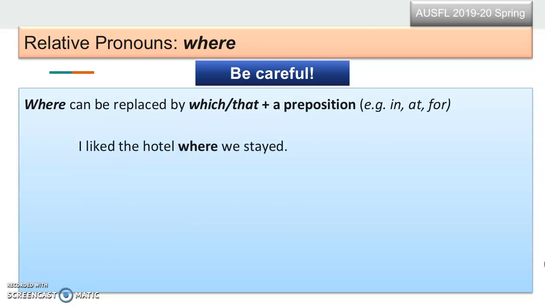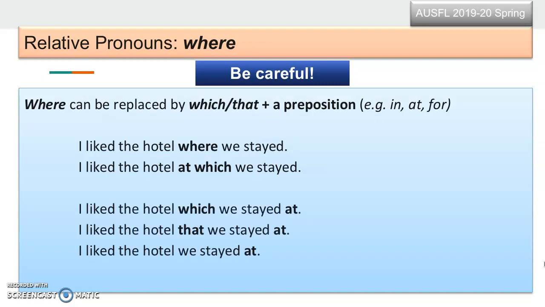Here is another example. I liked the hotel where we stayed. We usually say stay at a hotel, so the appropriate preposition here is at. So we can say the hotel at which we stayed. Or we'll have the following alternatives if we use the preposition at the end.